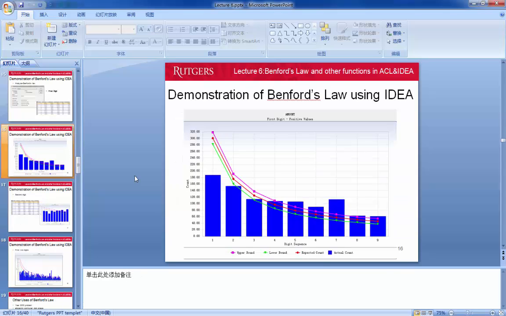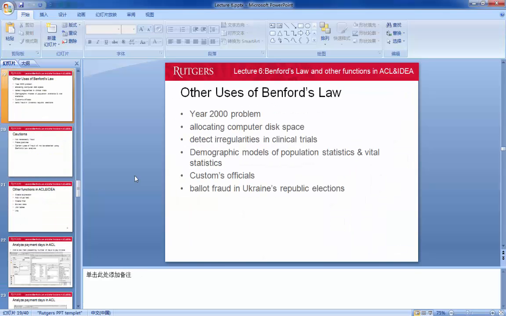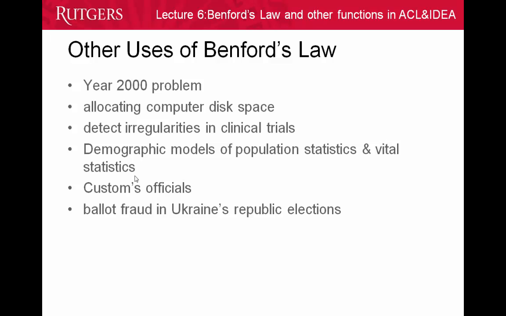Now you have seen how to use Benford's law to detect suspicious transactions. There are also other uses of Benford's law. For example, it can be used to solve the year 2000 problem. It can be used to allocate computer disk space. It can detect irregularities in clinical trials. It can be used for demographic models of population statistics, and has many other usages. If you are interested in this topic, you can search online and you can find many interesting articles.